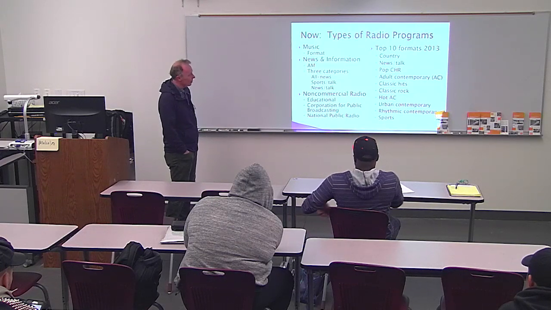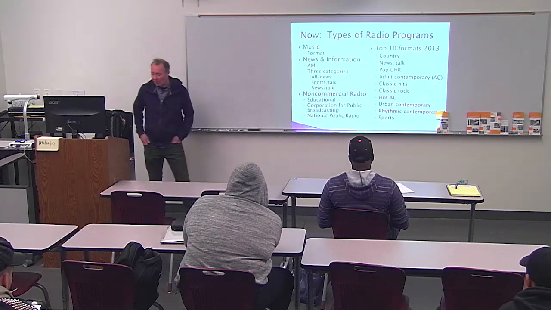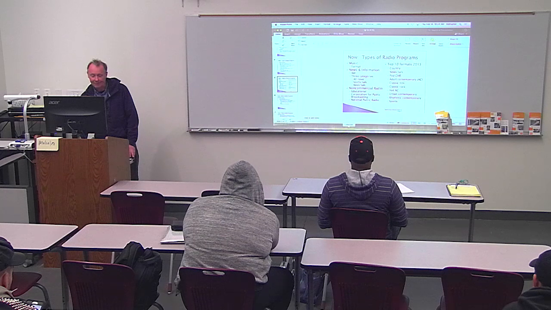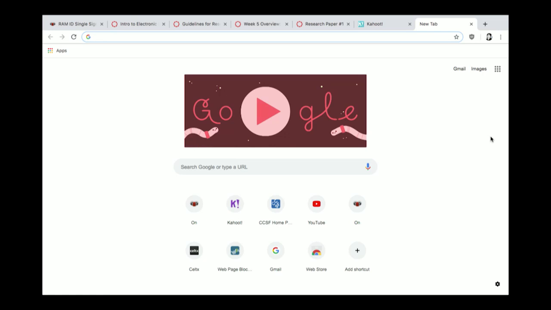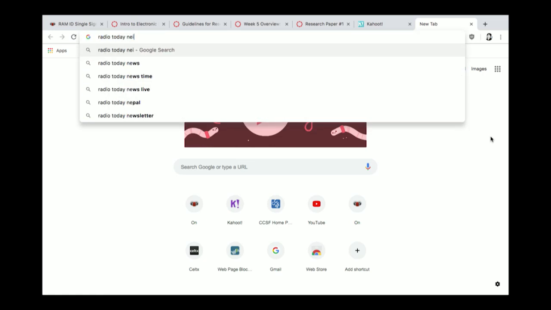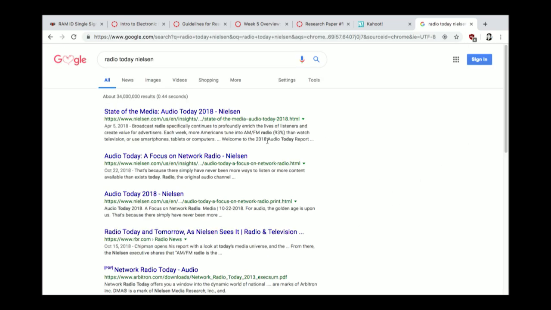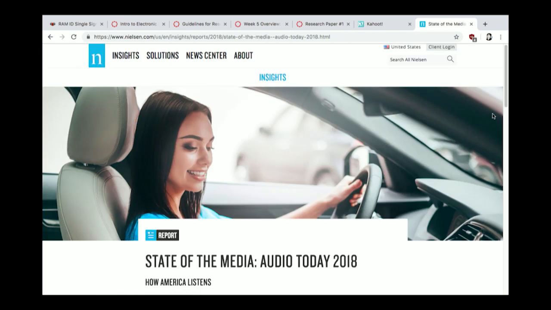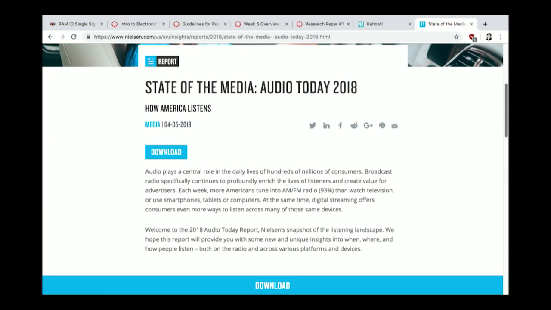If you are interested in more of this, where to go for this type of information is Radio Today, now from Nielsen, and they now call it Audio Today. Nielsen bought Arbitron, which used to do the radio ratings, so now Nielsen covers both television and radio. They call them the Nielsen ratings, and it's the Nielsen company that puts those boxes into people's homes.